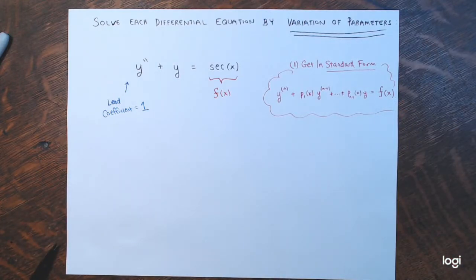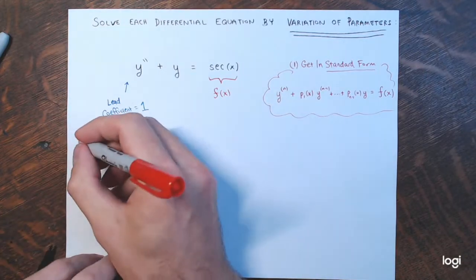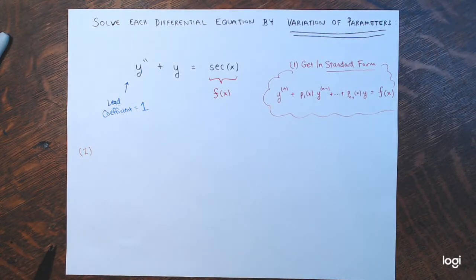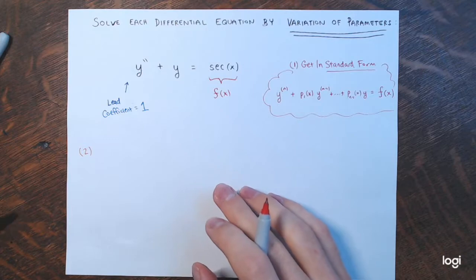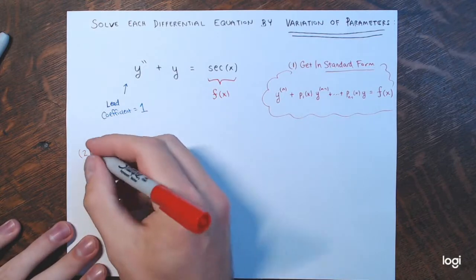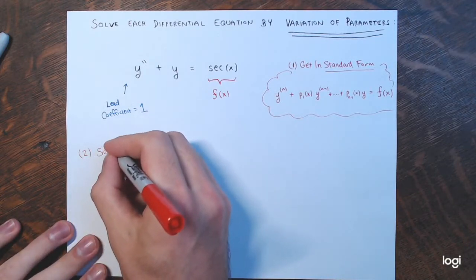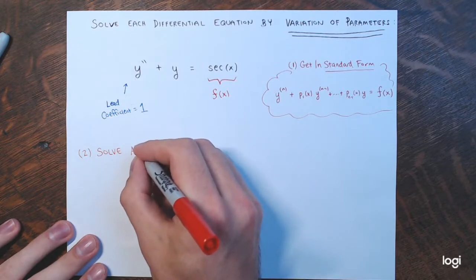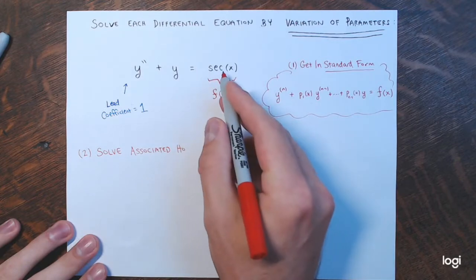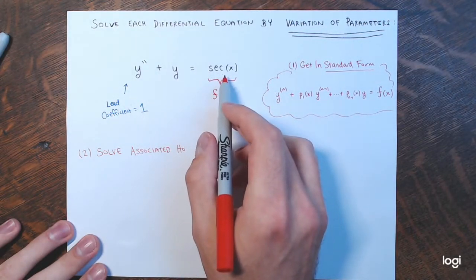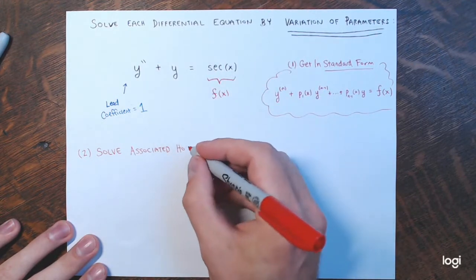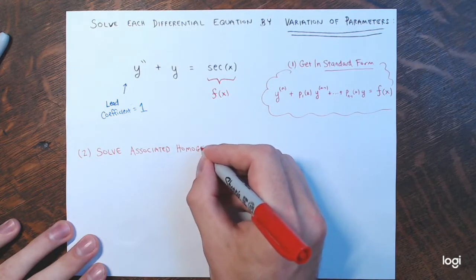Alright, so then I'm going to find what's called the complementary function, and you may have seen this in previous videos of mine. The complementary function is just the general solution to the associated homogeneous equation. So I'm going to say solve the associated homogeneous equation, because right now this is a non-homogeneous, right? You got secant x over here, but if I turn that secant x into 0, that will be our associated homogeneous equation.